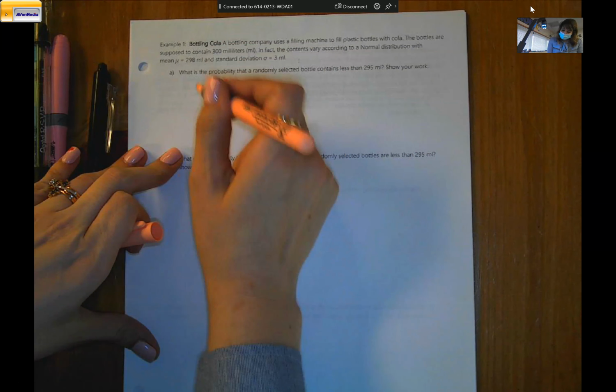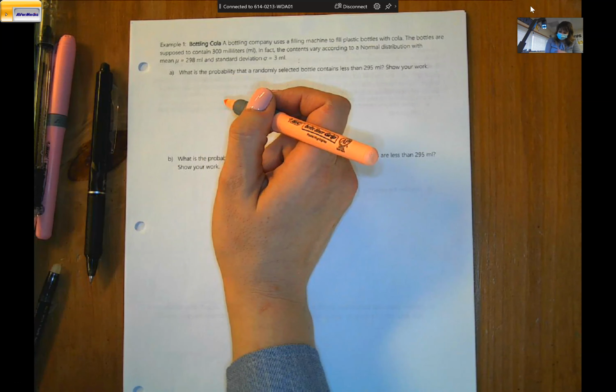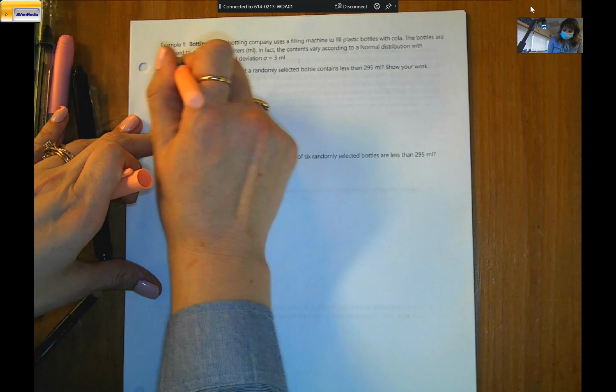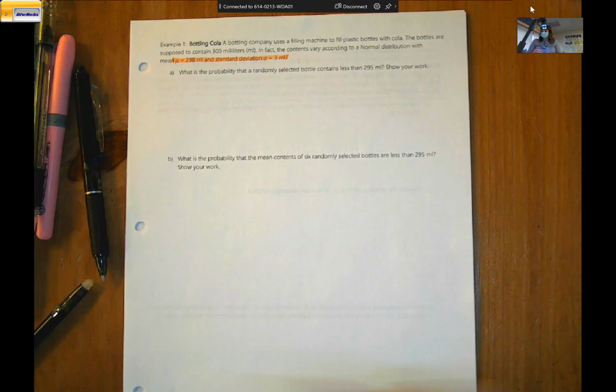So that being said, we are now moving into the calculation portion of this lesson, and this is what I think is the most interesting about these lessons. So this time we're talking about bottling soda. A bottling company uses a filling machine to fill plastic bottles with cola. The bottles are supposed to contain 300 milliliters. In fact, the contents vary according to a normal distribution with mu 298 and sigma 3.